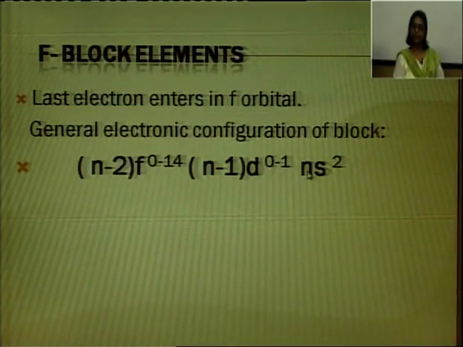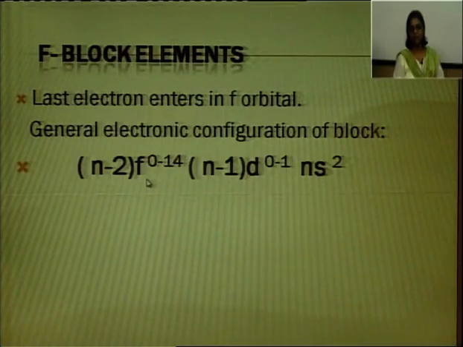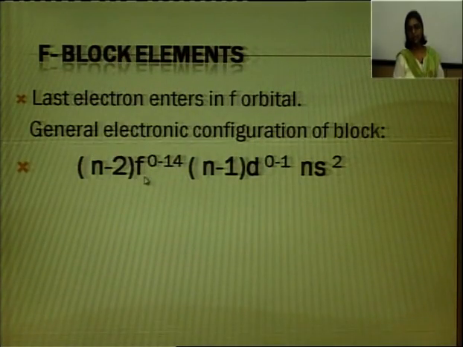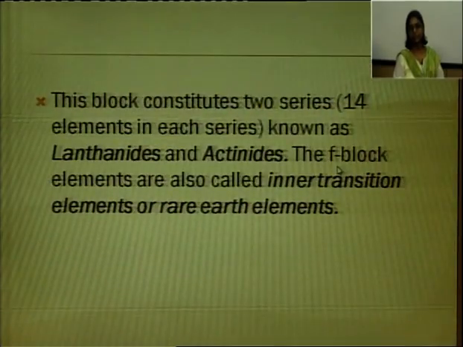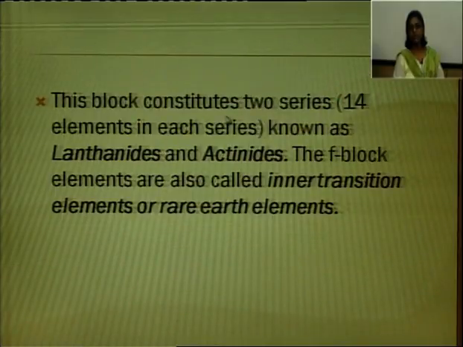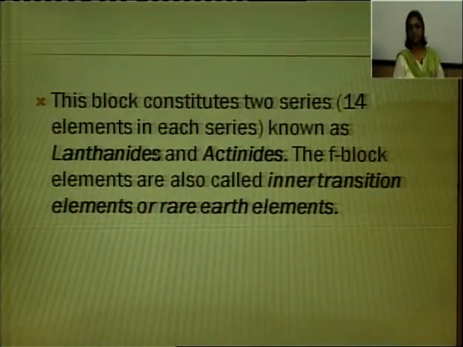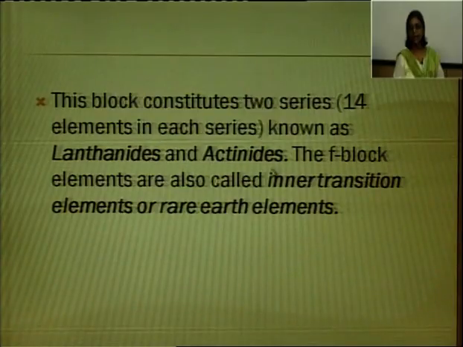If the energy level is 6, then the energy level in which the F orbital will be filled will be 6 minus 2, that is 4. So, the elements will have the configuration say 4f 0 to 14, 5d 0 to 1 and 6s2. Now, this block constitutes 2 series of 14 elements each, known as lanthanides and actinides.